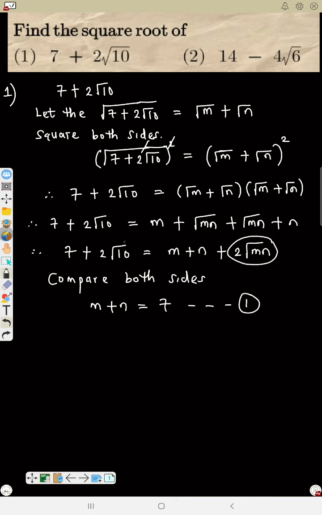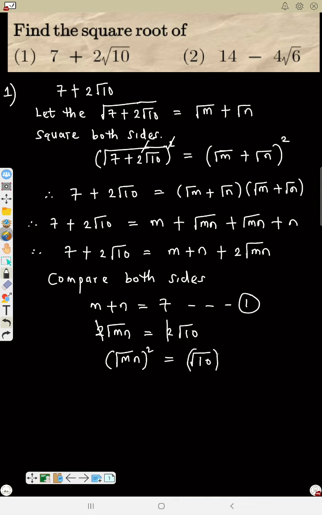Again, 2 root mn will be equal to 2 root 10. So here 2 can cancel out. So we can now square both sides. The root mn squared equals root 10 squared, so that the roots will cancel out. Then mn is equal to 10. We call this one equation 2.